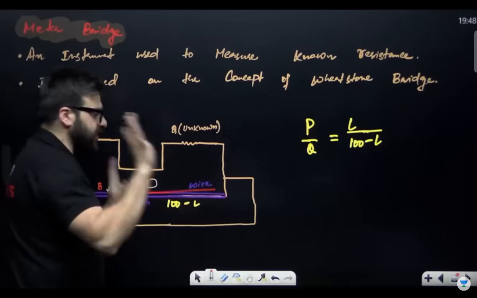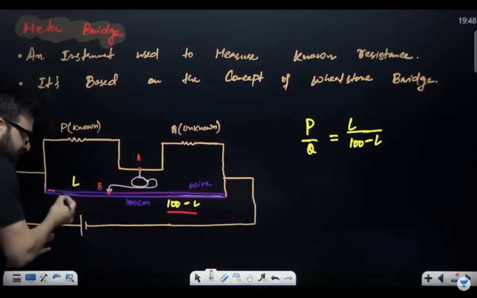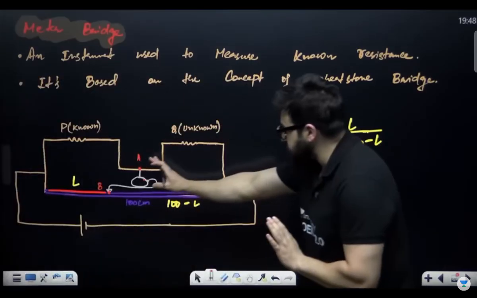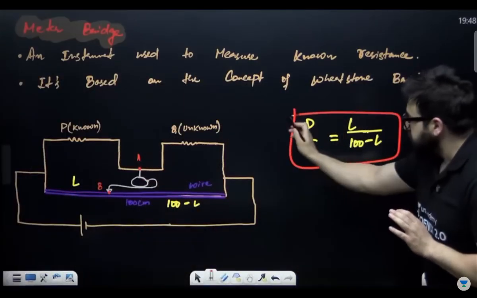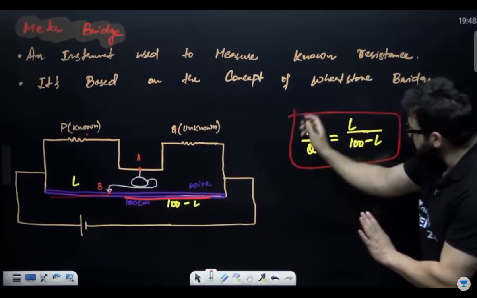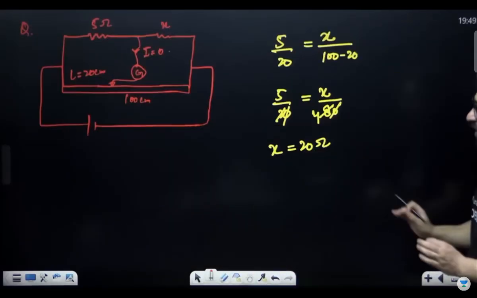Balance point is that length when no current flows through the galvanometer. When no current flows through the galvanometer, my dear NEET aspirants, in case of meter bridge, you will remember this equation: P divided by Q equals L upon 100 minus L. This is the equation of the meter bridge. Now, this helps you to find the unknown resistance.